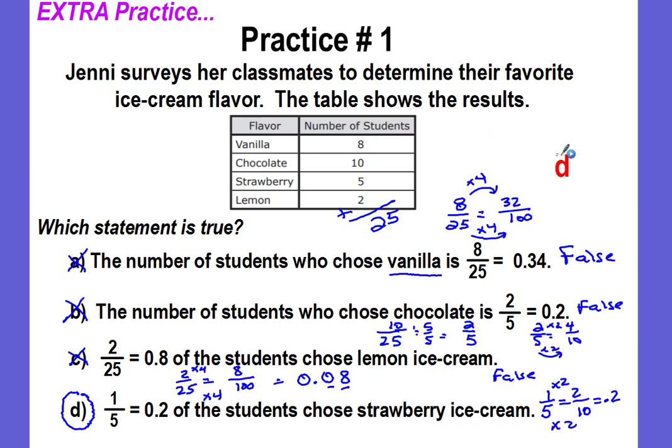The correct answer is D. D as in dog. If you got the correct answer, nice job. Keep going on to practice problem number 2. If you got the wrong answer, go ahead and pause the video and take a look at the work and see if you can figure out what you did wrong.